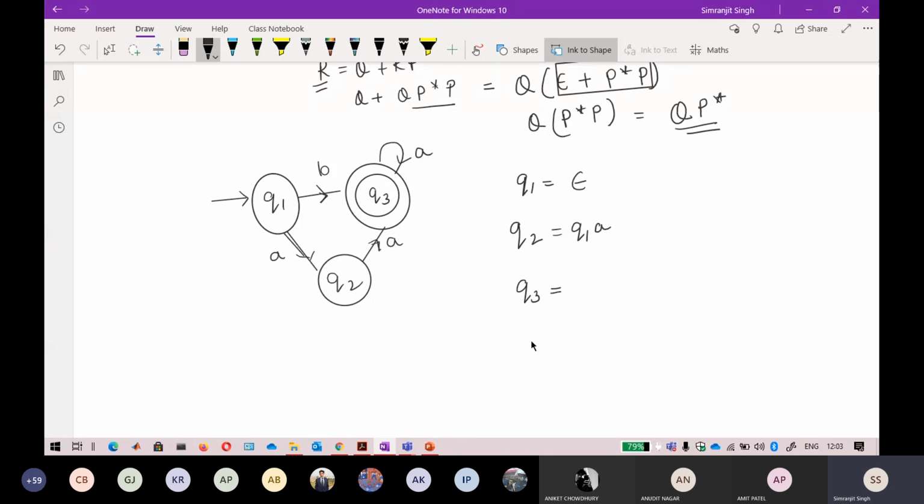Okay, in the same way, now Q3. Now how can you reach Q3? From Q1 by getting an input of B, and from Q2 by getting an input of A. And there is also a self loop. So if I'm standing at Q3 and I get an input of A, I can also reach Q3. So all the paths have been covered. Q1 is reachable, Q2 is reachable, Q3 is also reachable.